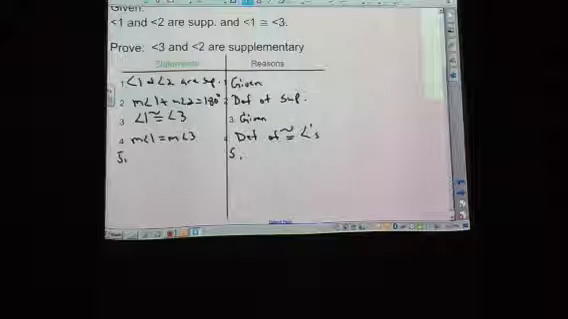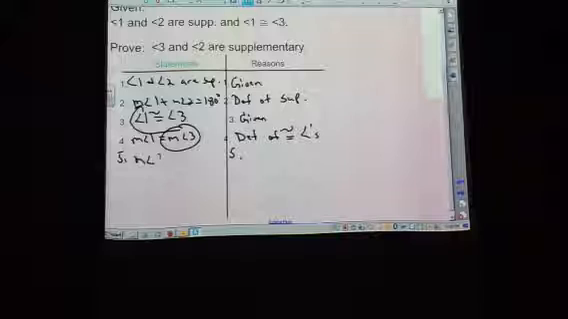So it looks like I've got this set up to plug in here. If I've got angle 3 and angle 2, and I'm trying to go to angle 3 and angle 2 are supplementary. So if I just took this and plugged it in for my angle 1, then I'd have the measure of angle 3 plus the measure of angle 2 equals 180 degrees. And that would be by substitution.